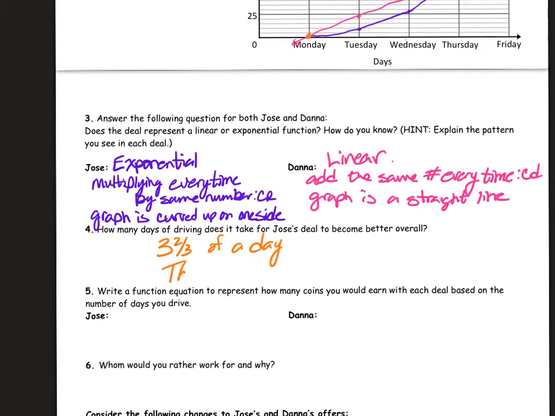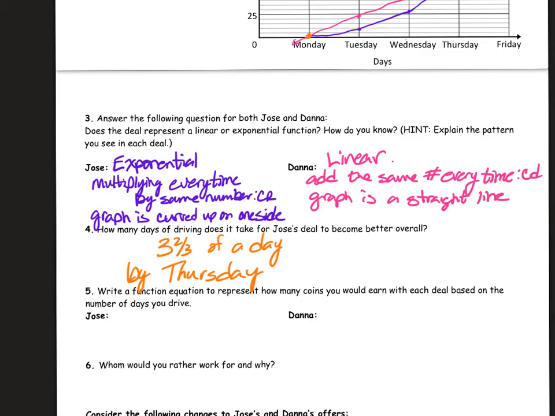Or around Thursday, right? By Thursday. Either one is acceptable by Thursday. You're making more money with Jose, or 3 2/3 of a day, right in there of a day. Jose, you're getting a better deal with Jose.